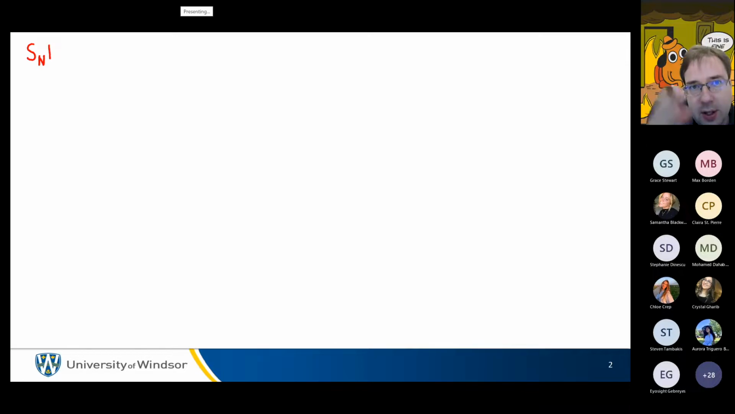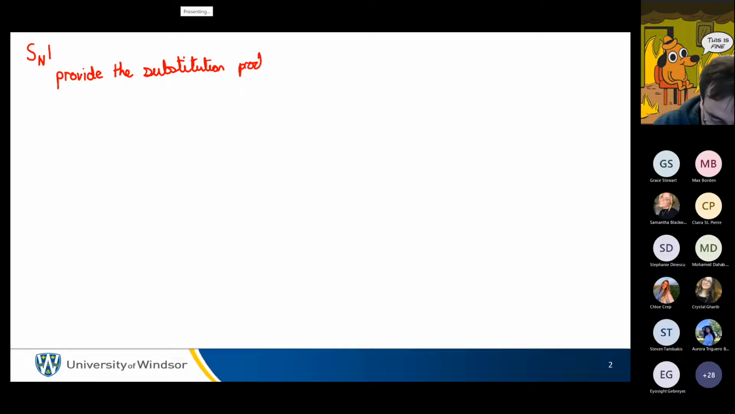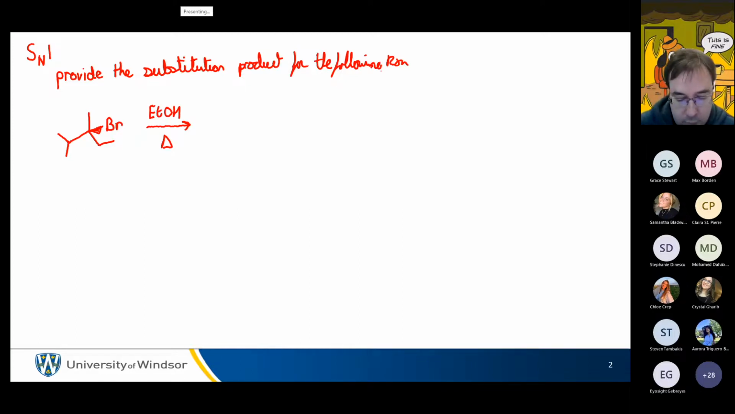So as I talked about in the lecture, SN1 stands for substitution nucleophilic unimolecular. And so you might get a question like the following reaction. So what we're going to see in a couple of lectures is we're going to be comparing multiple different mechanisms because they're all in competition. But this is telling you this is a substitution reaction because it's there in the question. And it's asking provide the product and probably a mechanism.